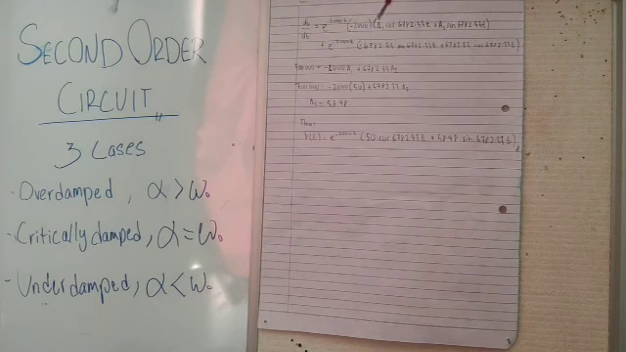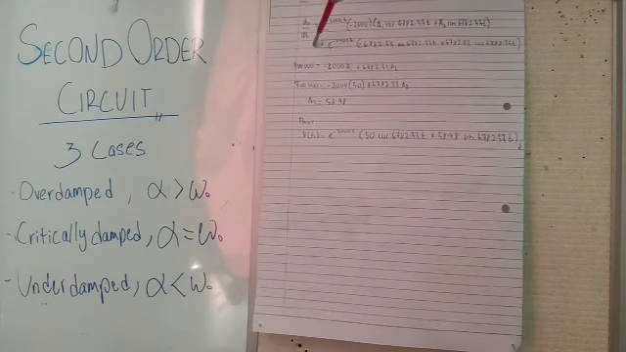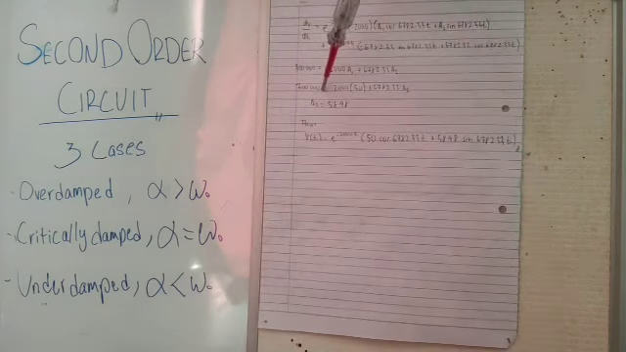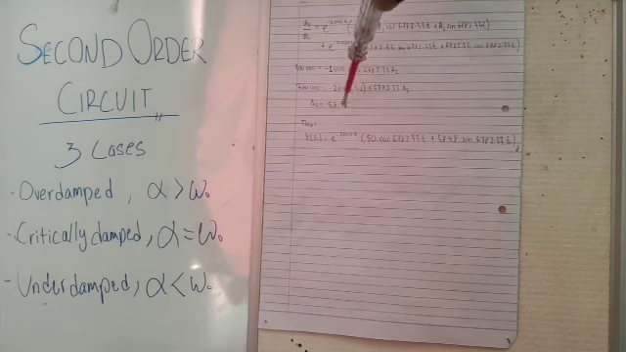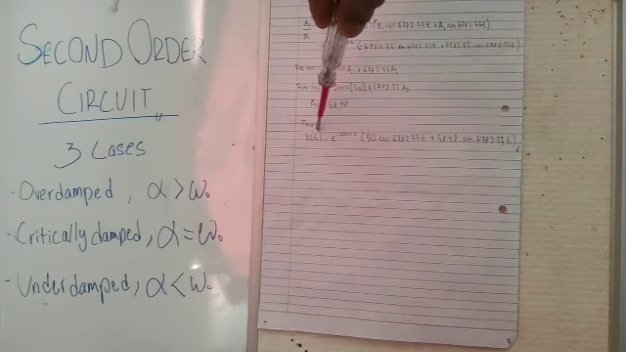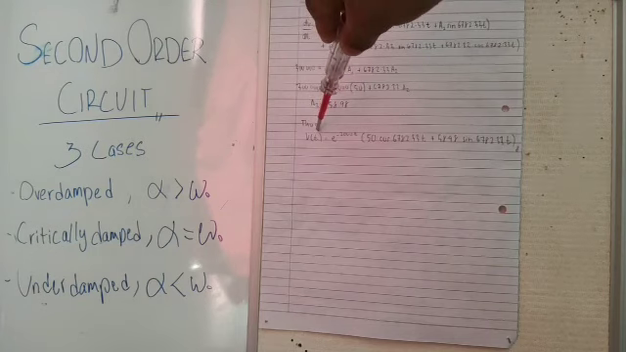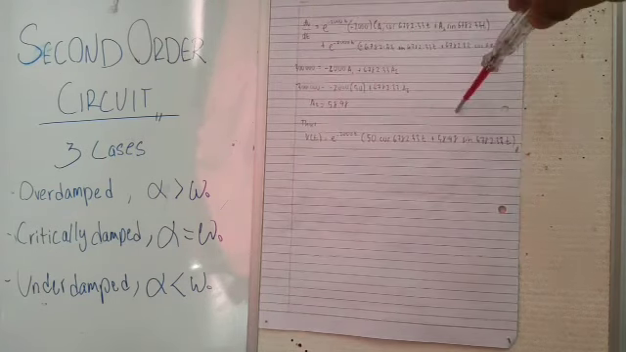Then we substitute back the value of A1 on the dV over dt formula to get the value of A2. Thus we will get the answer for VT of underdamped circuit.